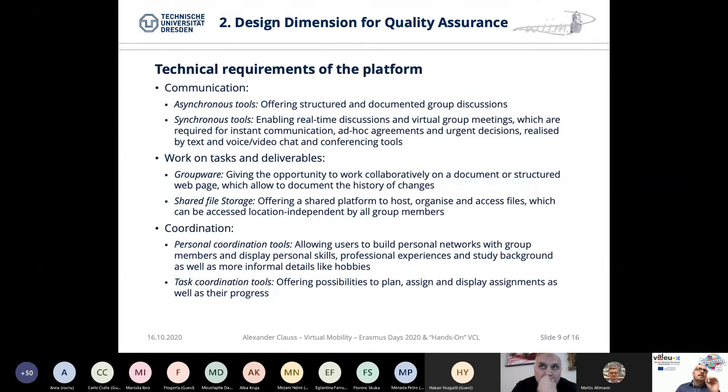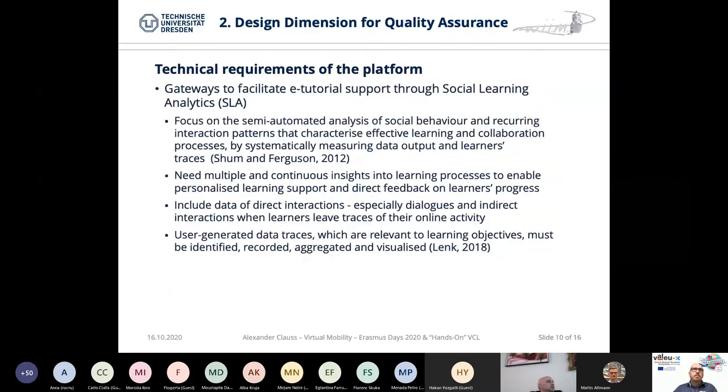When we have a quick look at the technical requirements for a platform, we need asynchronous tools that offer a structured and documented group discussion, but we also need synchronous tools like video chat or messenger chats to work on tasks and deliverables. We also need groupware, like a shared Word document or something like Google Docs. We need a shared file storage so everybody can access the files location-independent. And last but not least, we need coordination tools. Personal coordination tools with personal profiles so that I can introduce myself to my colleagues, but also task coordination tools like maybe a planner function, maybe a calendar function to see who is responsible for what in which time frame.